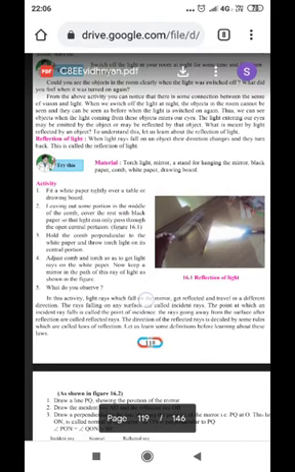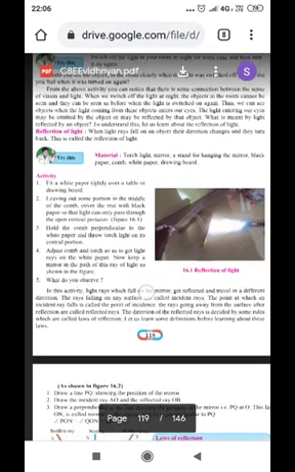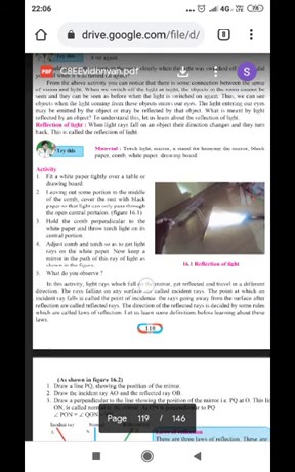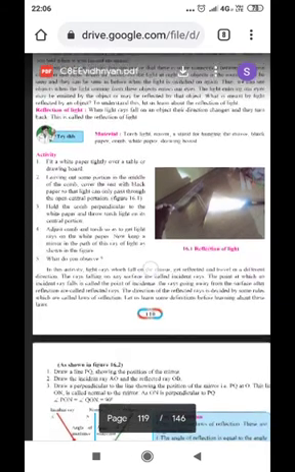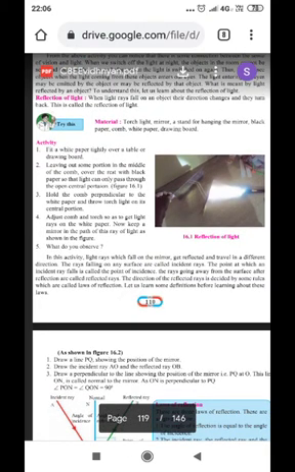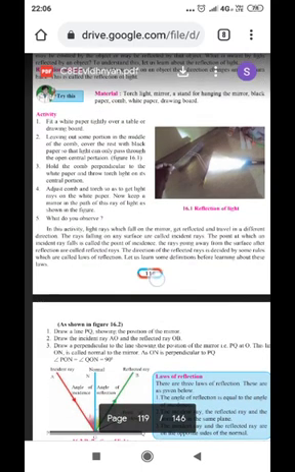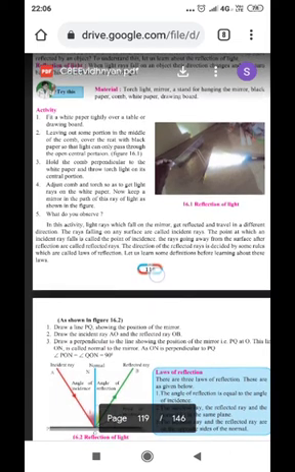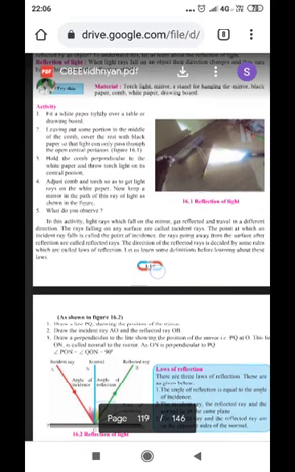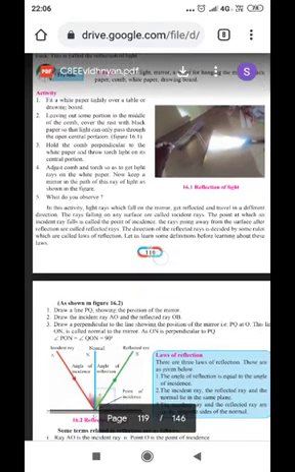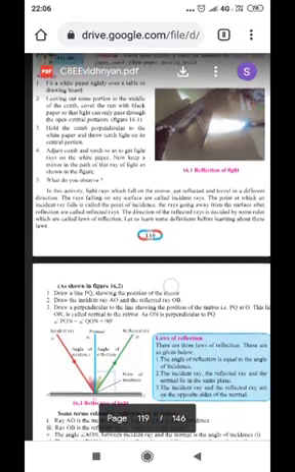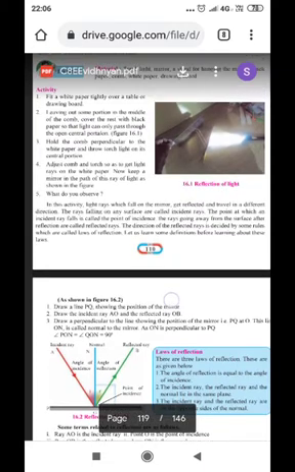When light rays fall on an object, the direction changes and they turn back. This is called reflection of light. In order to study reflection of light, the materials used are torchlight, mirror, a stand for hanging the mirror, black paper, comb, white paper, drawing board, etc. Now, how is the activity to be performed?